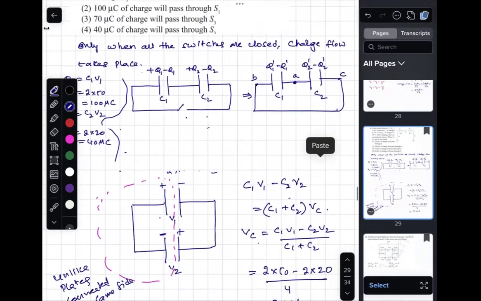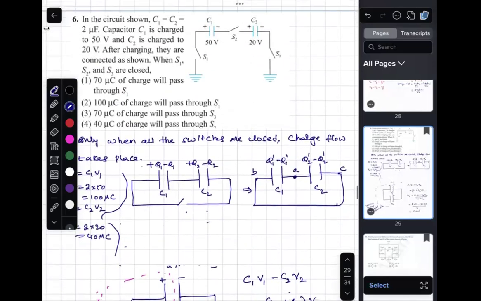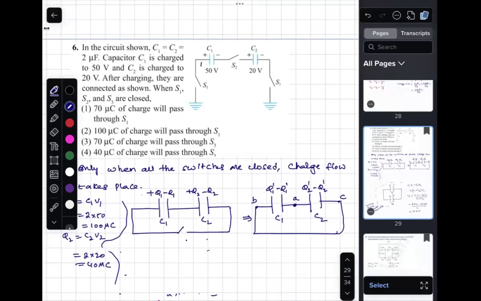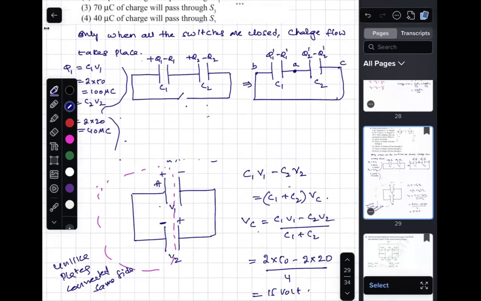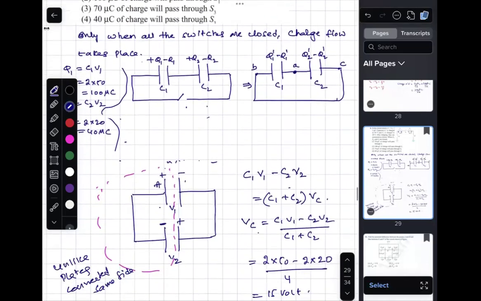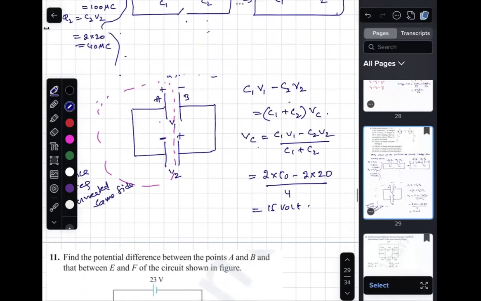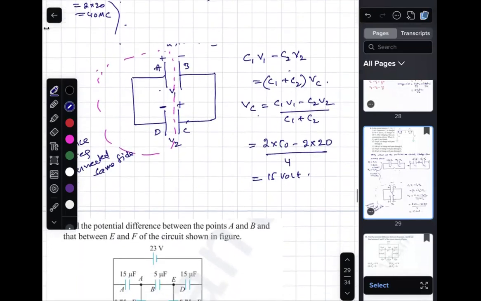Now we'll label the plates as A, B, C, D. Here I am representing that as A, B. B is connected to C, C is connected to D. Now the common voltage is 15 volts. How 15 volts? This is the plus side, 15 volts. Common voltage.